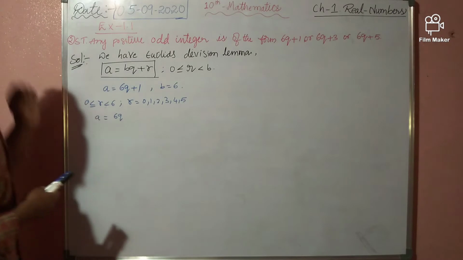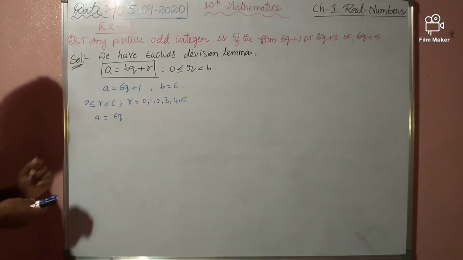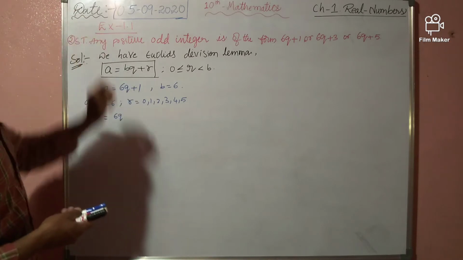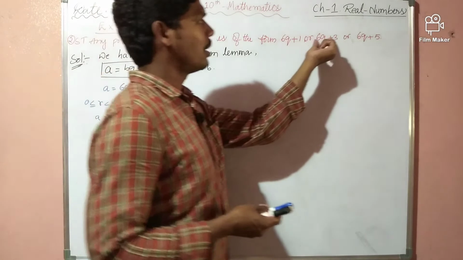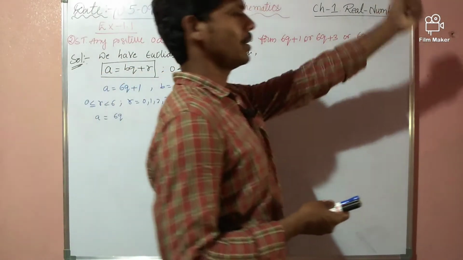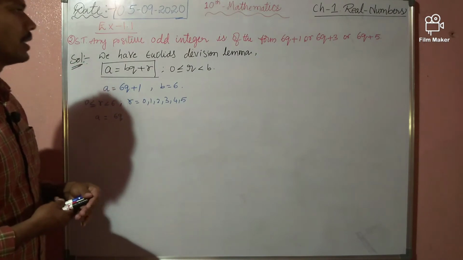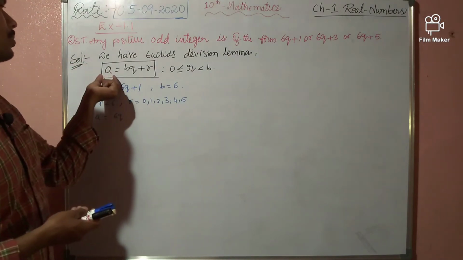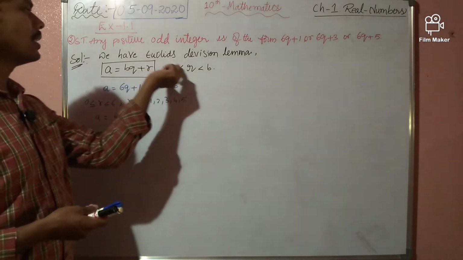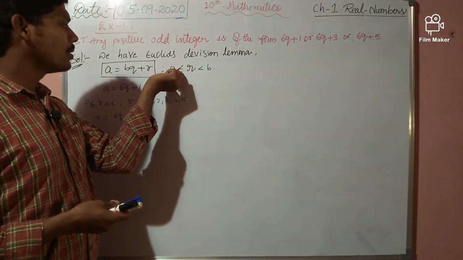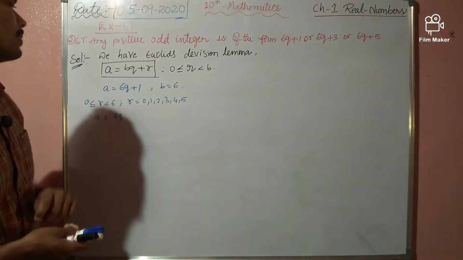So today the problem is exercise 1.1, second problem. The question is, show that any positive odd integer is of the form 6q plus 1 or 6q plus 3 or 6q plus 5. So here we have Euclid's division lemma, that is a is equal to bq plus r. Here r is a remainder, that should be more than or equal to 0 but less than b. Here b is the divisor.